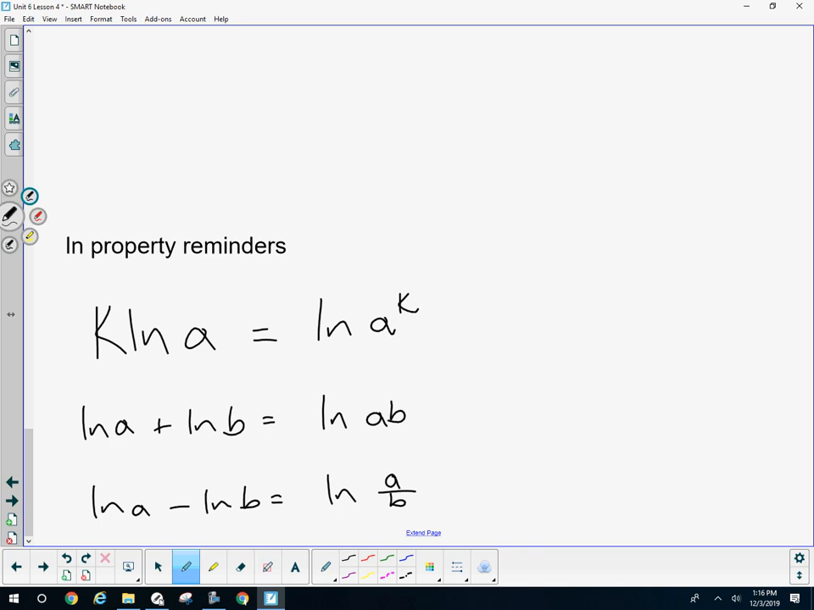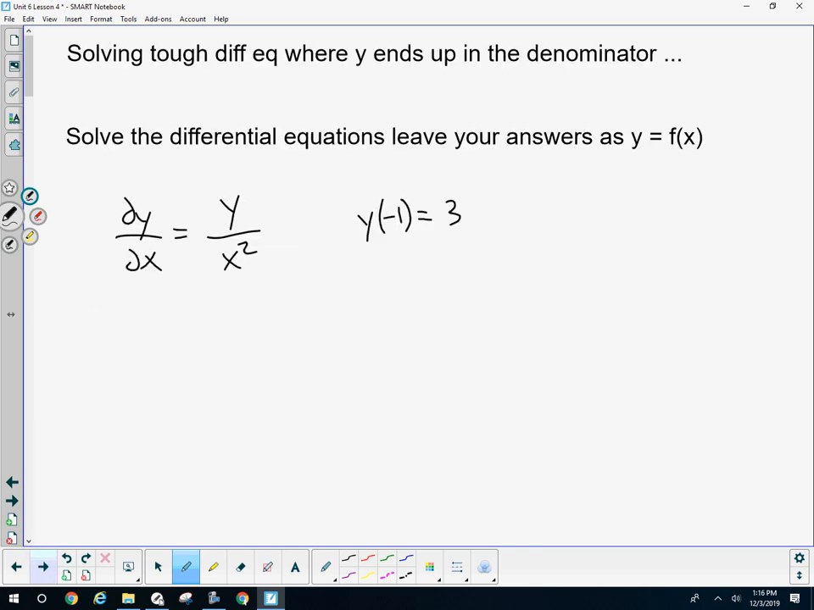Now, let's start solving some differential equations where we'd have to use logs and e's. Here we go. Everything's the same as last class. Separating our variables is our first step. Go ahead and separate your variables.